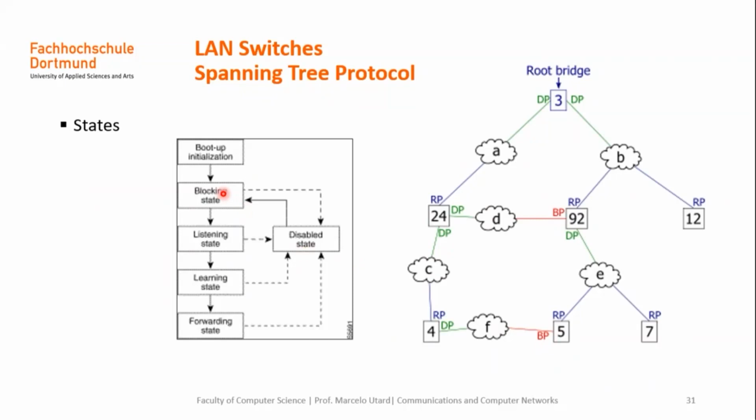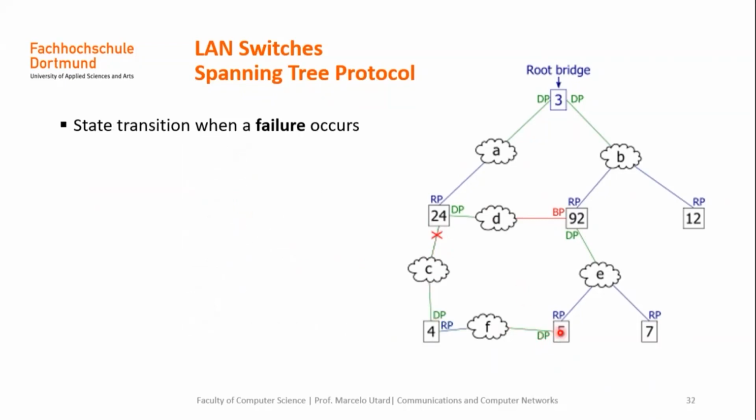This port was in the blocking state, but in that case, in this collision domain, a change will be detected because this switch starts to send BPDUs with root bridge 3, but with a higher root cost compared with the root cost of this switch. And that's why this port will pass from non-designated port to designated port, and then will pass from the blocking state to the forwarding state.